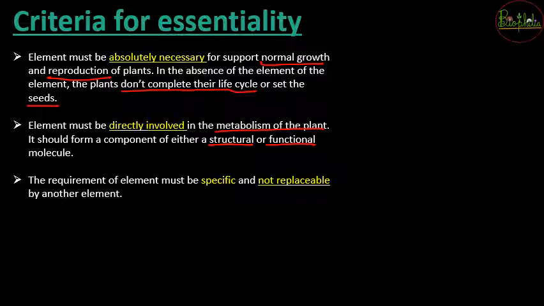The next criterion is that if the element is absent or present in reduced quantities, then it can cause disorders.